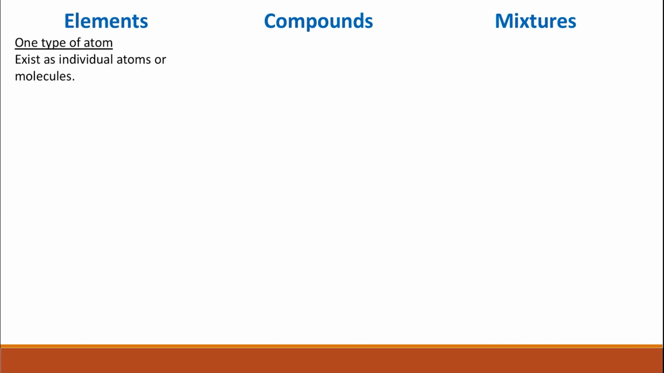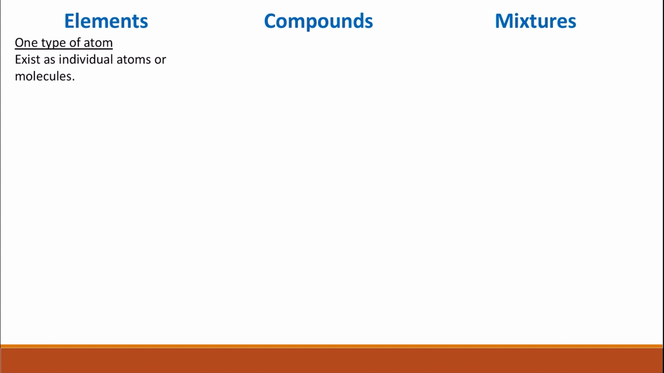So, an element is made from just one type of atom. And elements can exist as either an individual atom or as a molecule. So, a molecule is a substance that consists of two or more atoms bonded together.